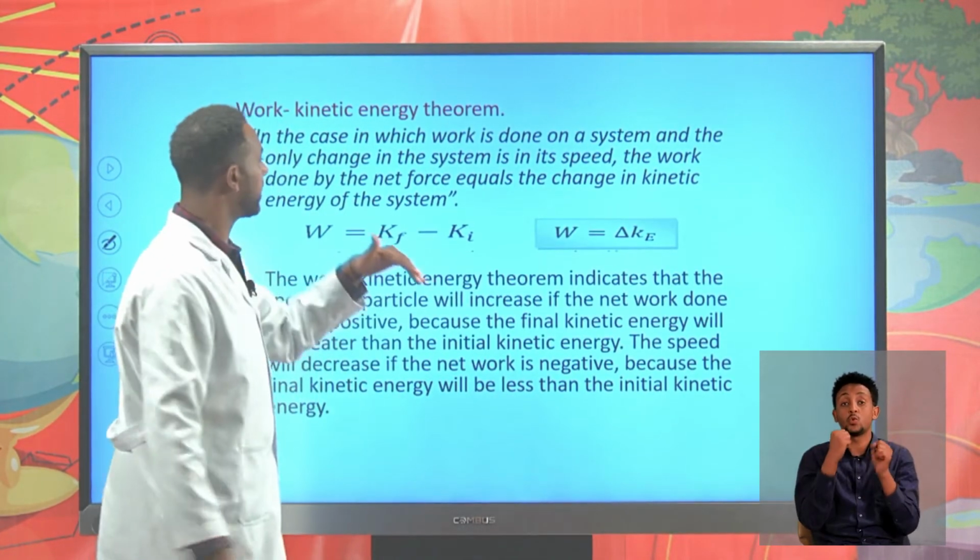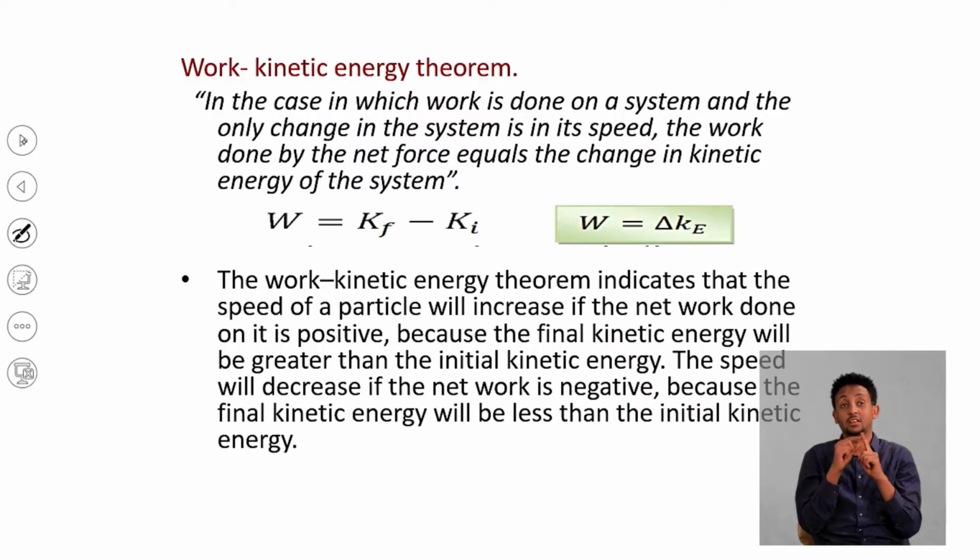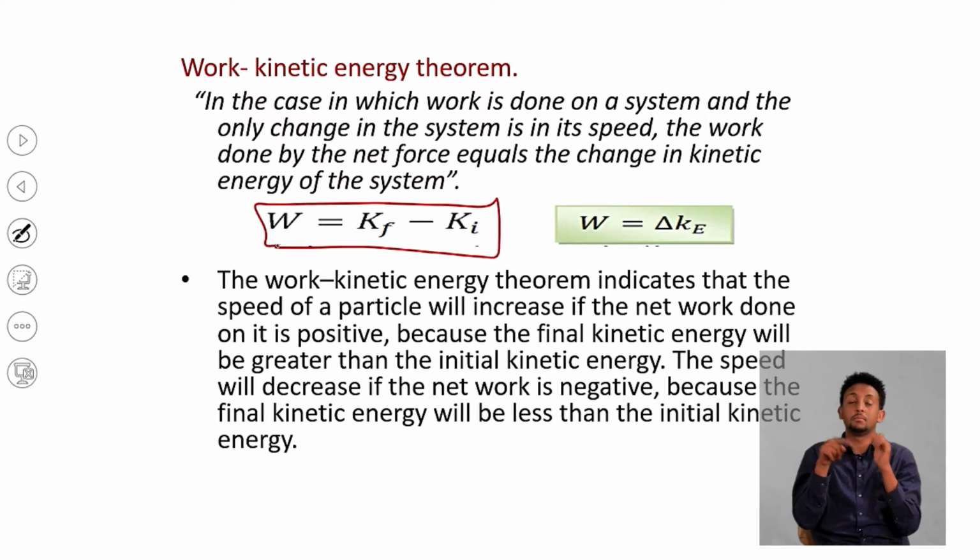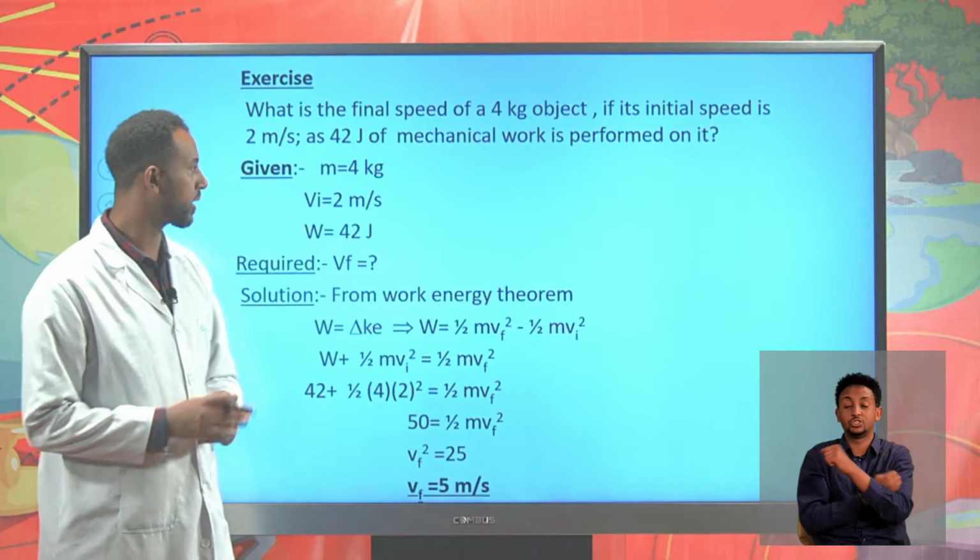Now, the work energy theorem states that in the case in which work is done on a given system, the change in its speed enables us to perform work. And that is what you call the work energy theorem. The final kinetic energy minus the initial kinetic energy is equal to work. The change of kinetic energy is equal to work.